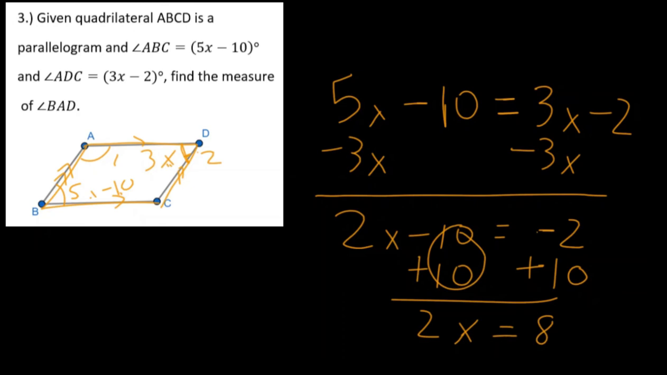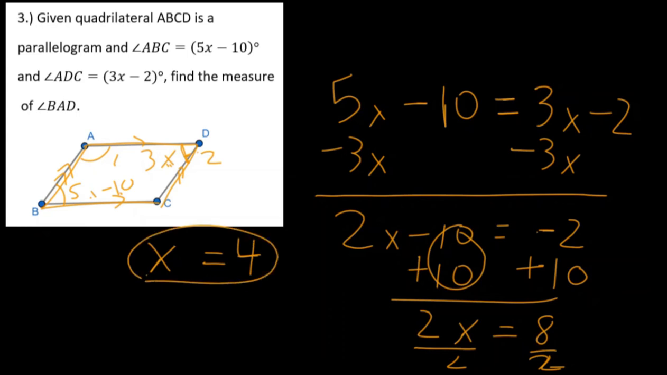Now remember, to get rid of the 2 in front of the x, we have to divide both sides by 2. And of course, 8 divided by 2 will give us x equals 4. And once again, I do apologize for these writing issues. Okay, so now that we know x equals 4, that's great, but that really doesn't help us finish the problem.